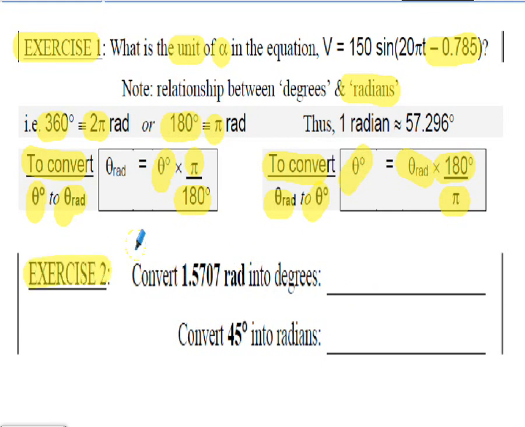Exercise 2 wants us to use the above conversions. First of all, to convert 1.5707 radians into degrees, and then to convert 45 degrees into radians. I'll let you attempt exercise 2 using the appropriate conversion stated above. The answers are shown on the next slide.